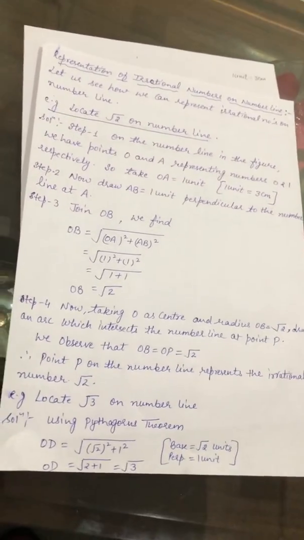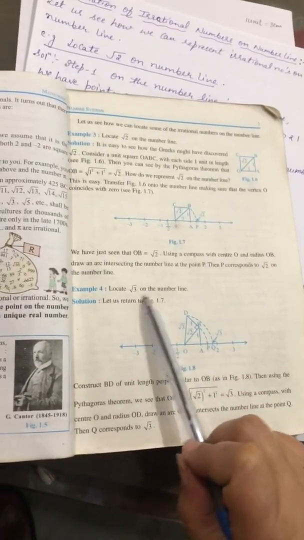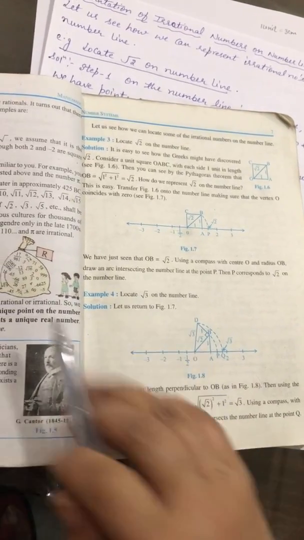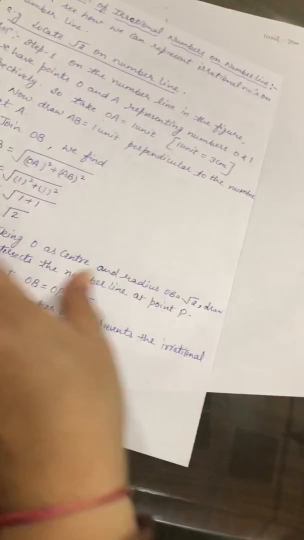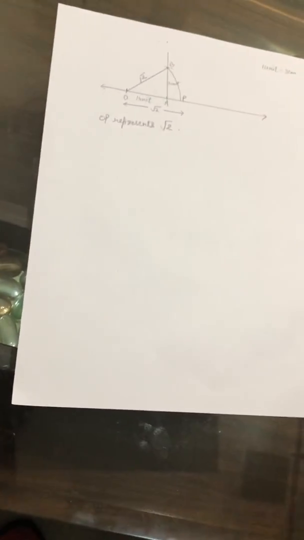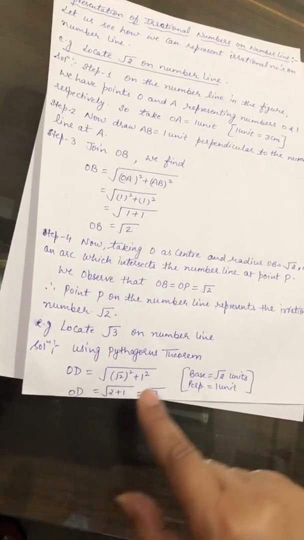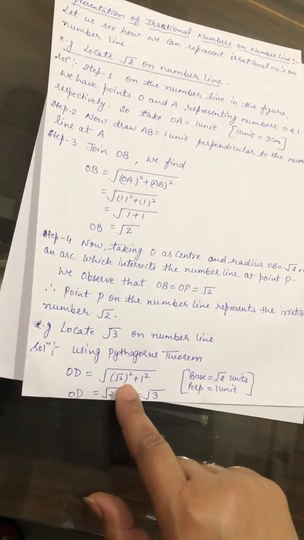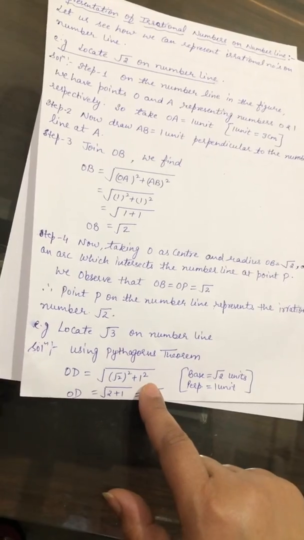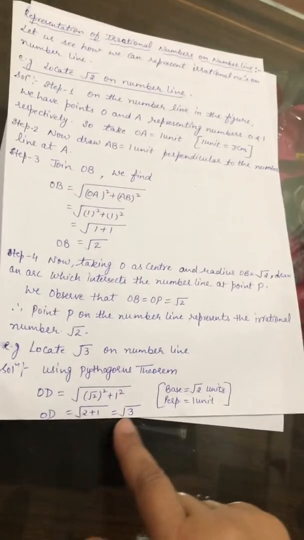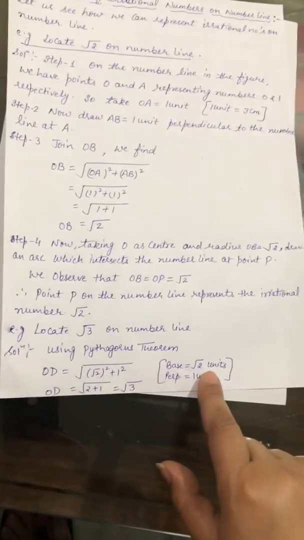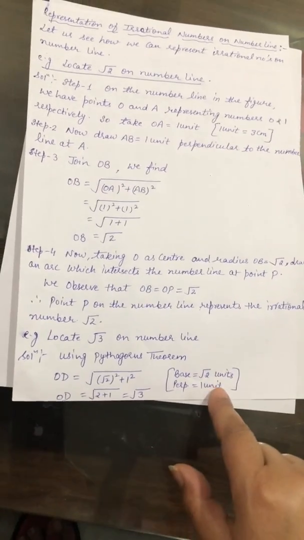Next example is, locate root 3 on the number line. So we have to proceed in the same way. For making root 3, again we have to use Pythagoras theorem. Here we are using base as root 2 square and perpendicular again as 1 square. So 2 plus 1 makes root 3. So base is root 2 units, perpendicular is 1 unit.